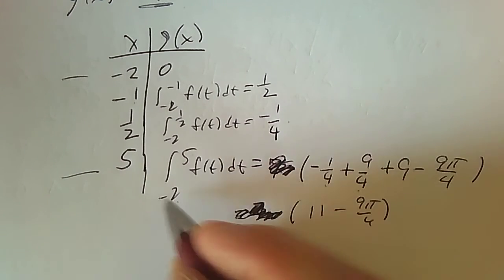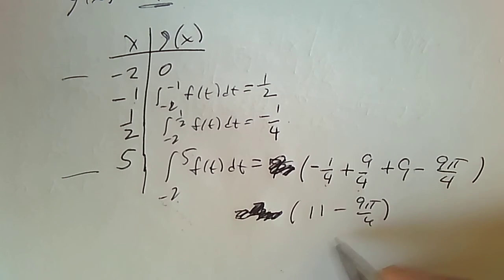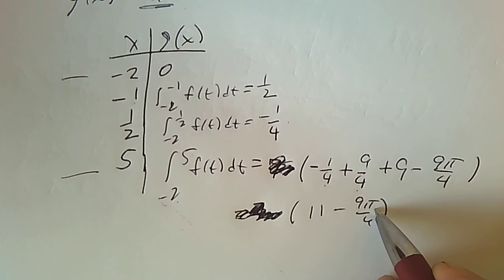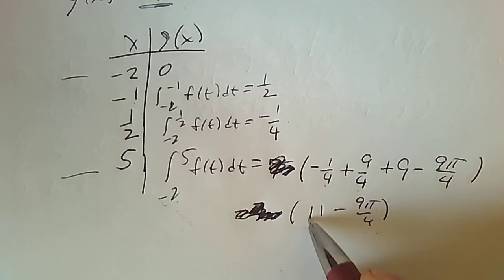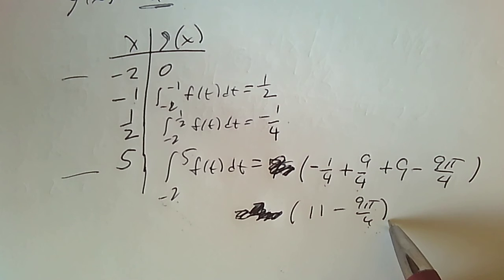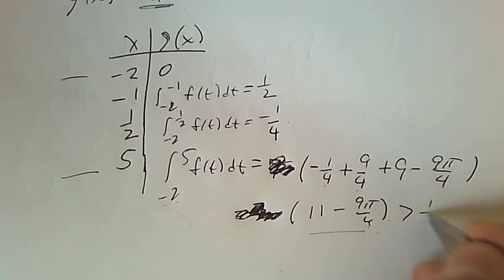that. So from -2 to 5, it's just this part, and you end up with 11 take away 9 pi over 4. And whether that answer is bigger than 1/2. And it is. Think of pi like 3. So 27 divided by 4, it's about 7, not quite 7. So 11 take away 7, like it's definitely bigger than 1/2. So having some number sense, that answer is larger than 1/2.